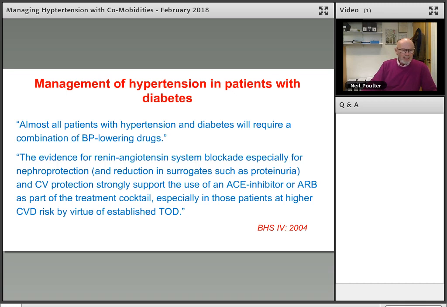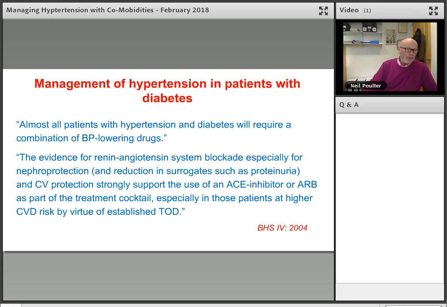And the evidence for renin-angiotensin system blockade, especially for nephroprotection, if that matters to you, and the reduction in surrogates such as proteinuria, which once again many people get very excited about, but most importantly about CV protection, strongly support the use of an ACE inhibitor or an ARB as part of the treatment cocktail, especially in those patients at higher cardiovascular risk.